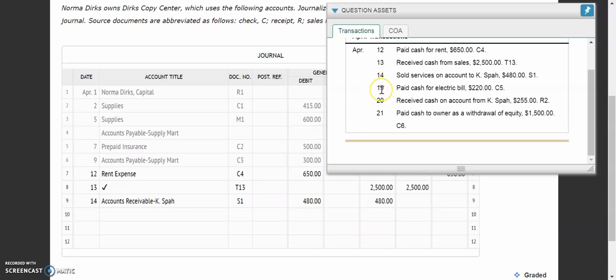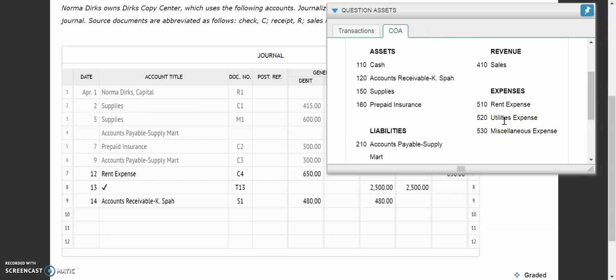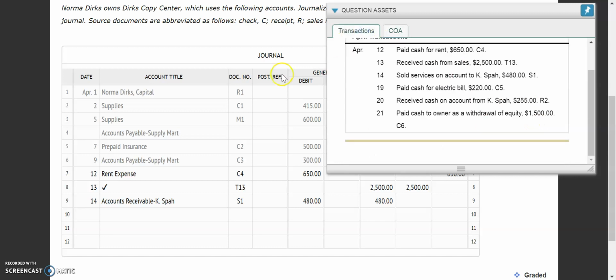Our next one is on April 19th. It says we paid cash for an electric bill. Electric is kind of tricky. The universal term for that is called utilities. Utilities can also be water, garbage, electricity, things like that. So we actually lump all of those together in one account called utilities expense. So we come down here and we put the 19th. Our utilities expense is going to get the debit of $220, and our cash is going to get the credit of $220 because we did pay that electric bill right away.